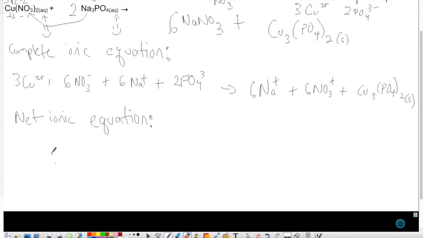So I have 3 Cu2+ plus 2 phosphate ions yields Cu3(PO4)2. Okay? Now sometimes you might end up with like a 2 in front of this, which would multiply all these things by 2. Do I care for the net ionic if you reduce? No, not really. Okay? You can do it either way. It's most correct to reduce, but this is kind of a weird construct, right?